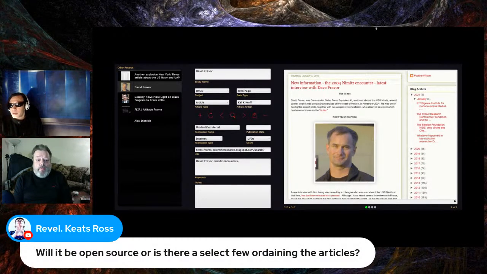Here's another good question. Somebody's asking, is it open source? I think he means, is it open source as far as what information is in the database, or will there be a select few ordaining the articles that are included? No. I'm going to release a suite of tools to a small set of researchers like yourself, Erica Lukes, Jan Aldrich, Philip Mantle. I'll go over their names in a moment. And I'm going to work with them to help modify that software to empower them to do the right things. Whether they want to share that data or not, that's up to them.